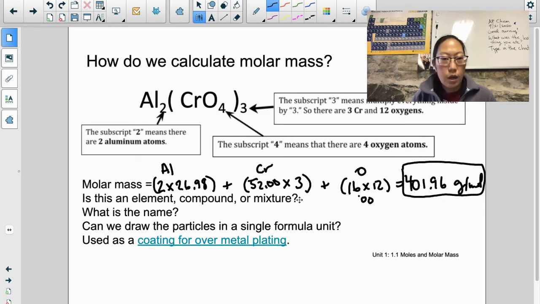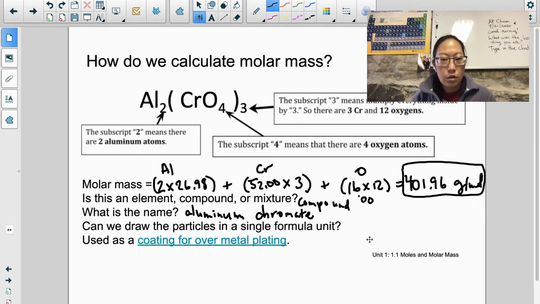Is this an element, compound, or mixture? Well, it's a compound. We have more than one type of element bonded together. What's the name of it? We're going to spend a lot more practice time on this. This is aluminum chromate.